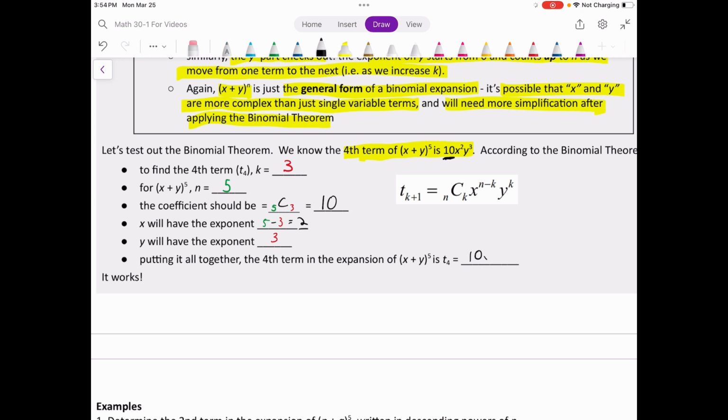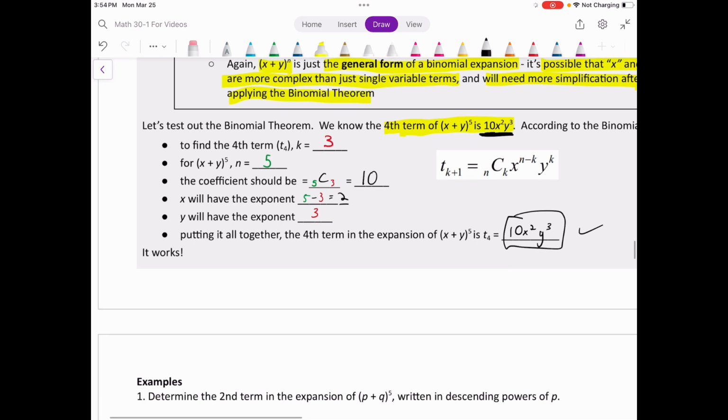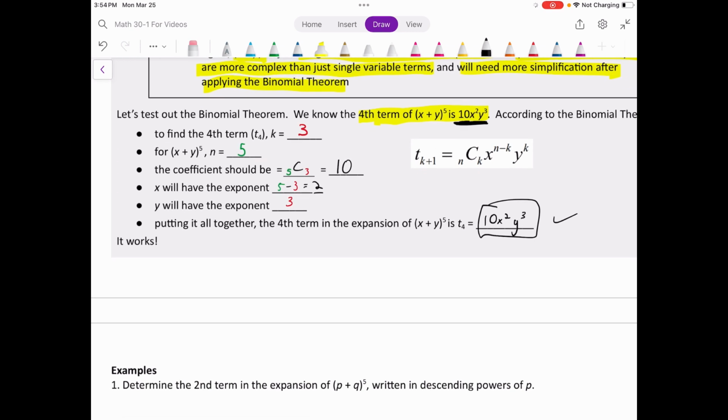X will have the exponent 5 minus 3, which is 2. And y will just have the exponent k, so y will just have the exponent 3. Look at that: 10x squared, y cubed. So it works, right? We've tested out the binomial theorem and it matched the expansions that we looked at earlier.